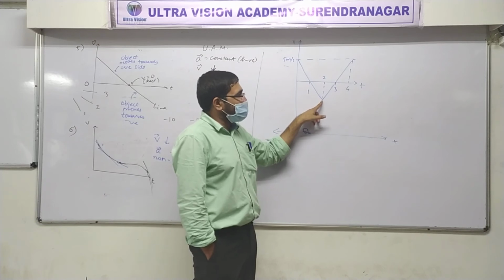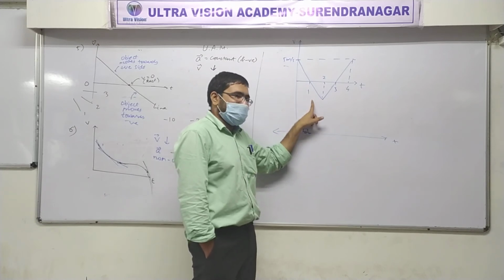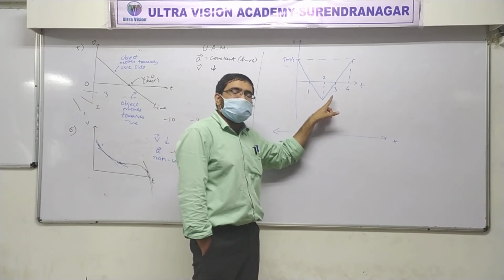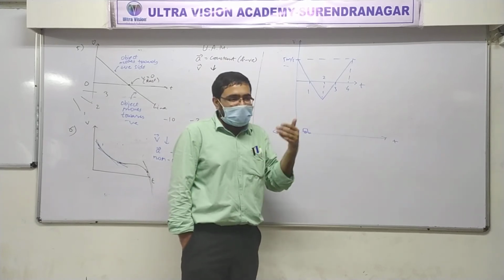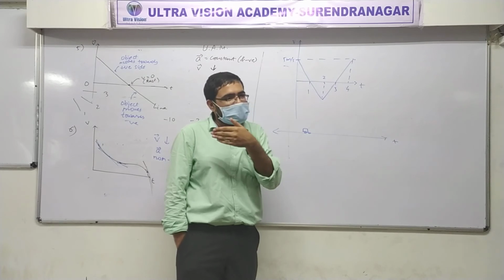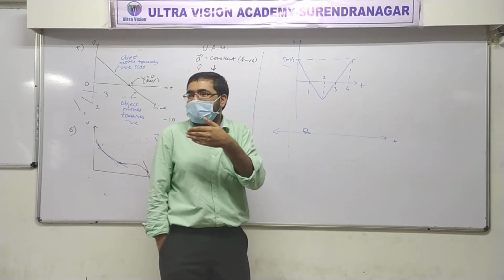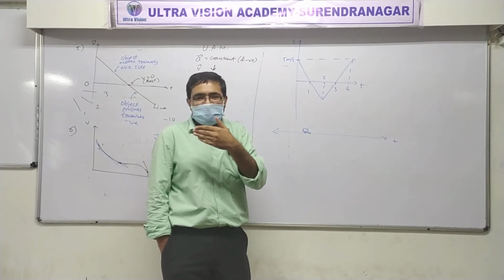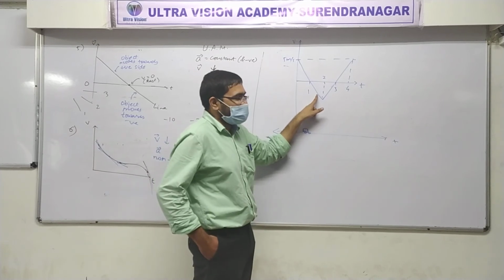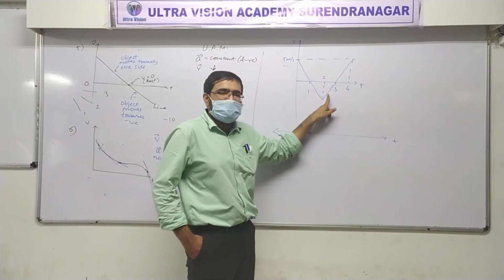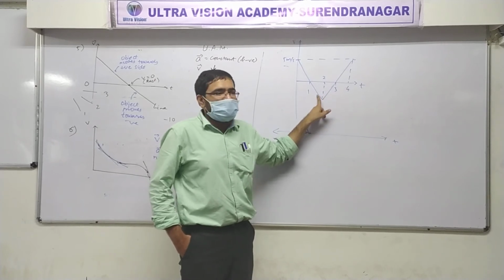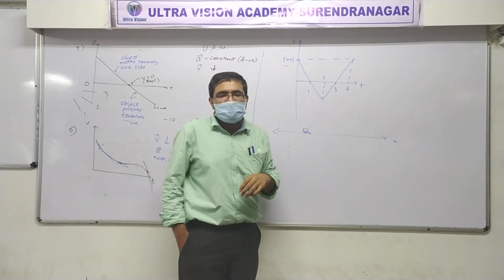At 2 seconds, before 2 seconds, the velocity was negative. After 2 seconds also, the velocity is negative. So is there a reversal? No, it just keeps going the same way. Is that called reversing? No. Understood? Why is 2 seconds not the answer? Before 2 seconds the velocity is negative, and after 2 seconds the velocity is still negative. That's why it's not reversing.